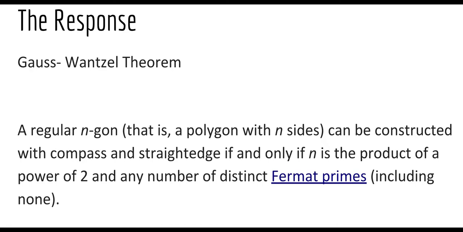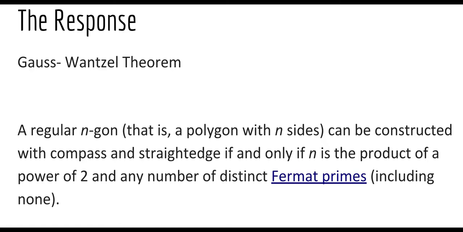So, this really gets at the heart of a theorem that is going to dictate whether a polygon is constructible or not, and that's the Gauss-Wantzel theorem. And the Gauss-Wantzel theorem says this: if you have a regular n-gon, so you have a polygon with n sides, regular meaning that all of the sides are going to be the same length, that n-gon can be constructed if and only if n, which is the number of sides, can be written as the product of a power of 2 and any number of distinct Fermat primes, including no Fermat primes. So there's a lot going on in this theorem.